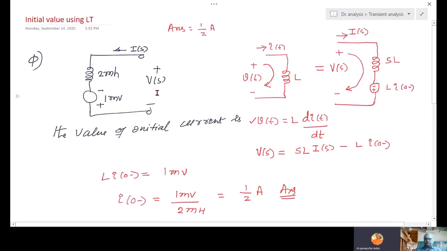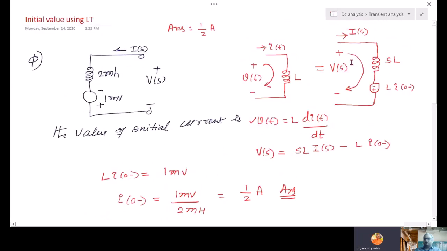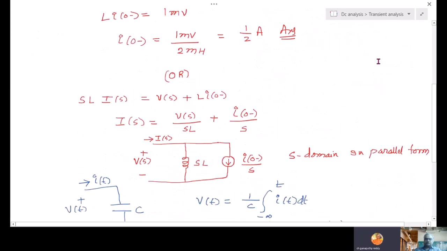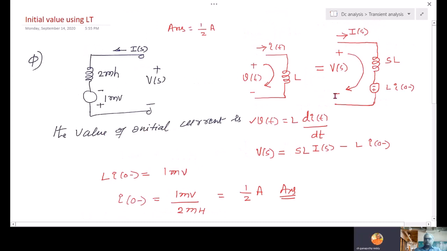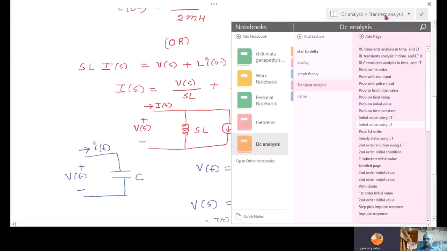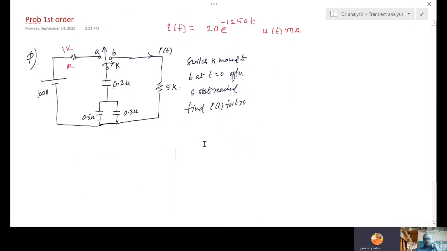So this is one problem I am solving. Then 4 problems they can ask. This problem, this format, or they may give this form also, or capacitor this form, or other form. Like that, these models we can solve. So this is also asked in GATE exam. So this is another problem.